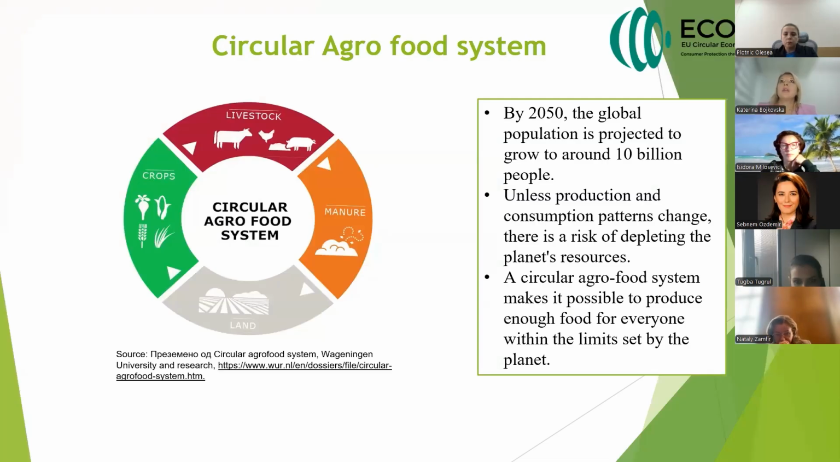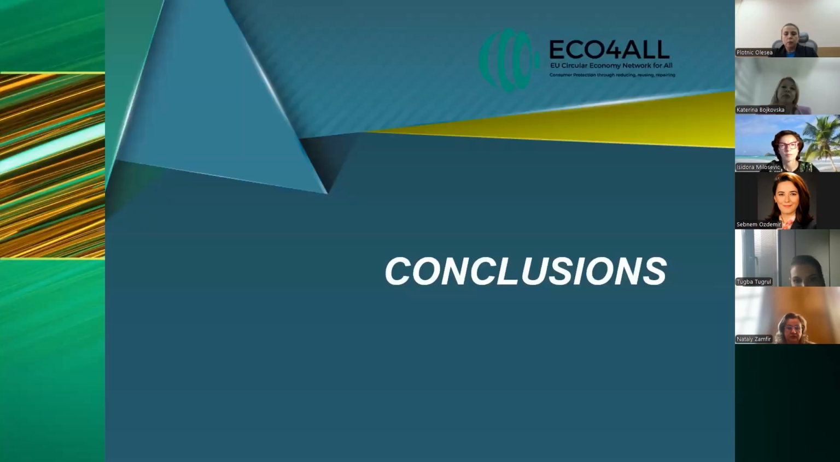By 2050, the global population is projected to grow to around 10 billion people. Unless production and consumption patterns change, there is a risk of depleting the planet's resources. A circular agro-food system makes it possible to produce enough food for everyone within the limits set by the planet. On this figure is presented the circular agro-food system.